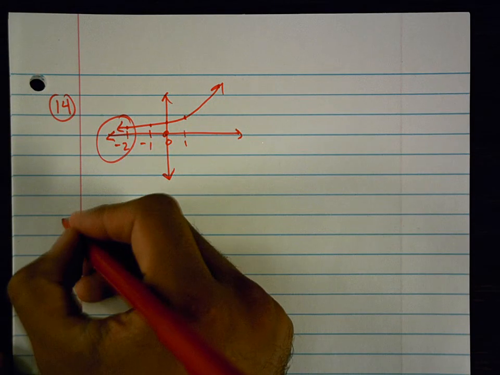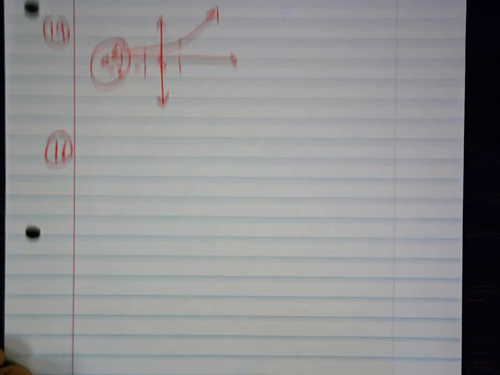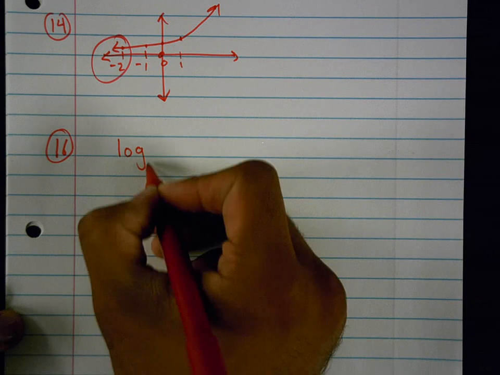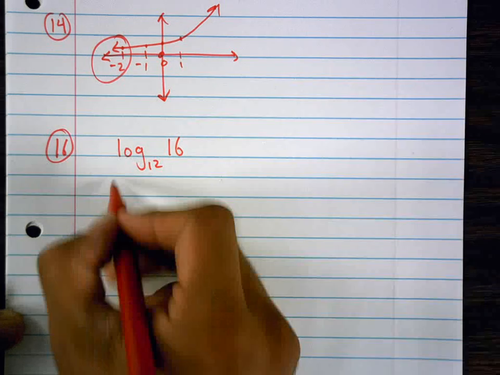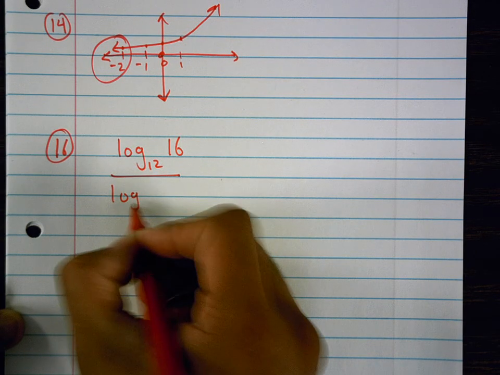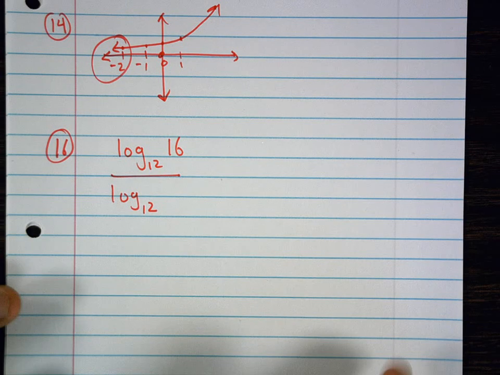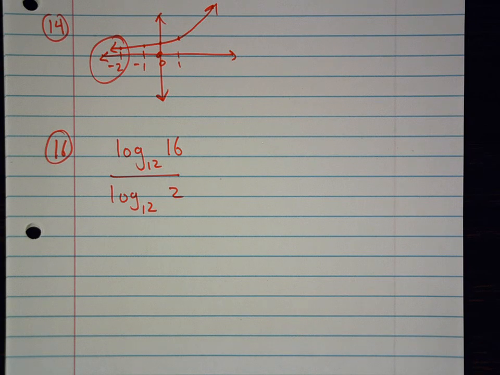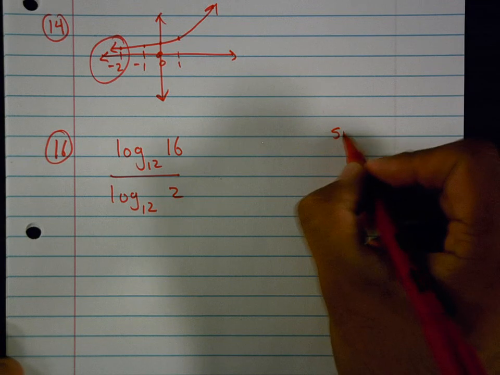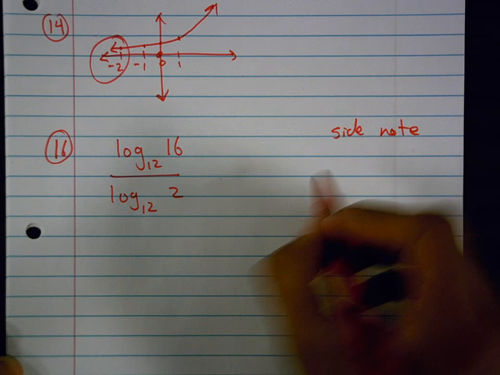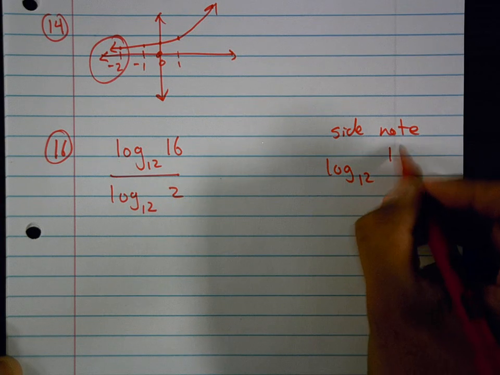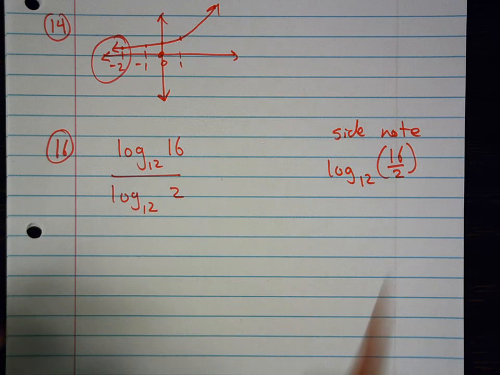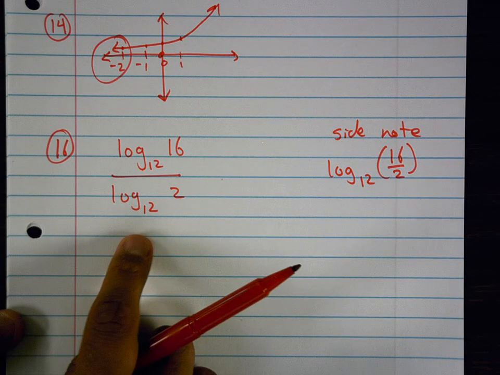Number 16. Number 16 says simplify, and then it gives us something like this. Log base 12 of 16 all over log base 12 of 2. This is not the quotient rule. Okay. On a side note over here, this is an example of the quotient rule. Okay, one single log that has a fraction in it. These are completely different things. This is change of base formula.